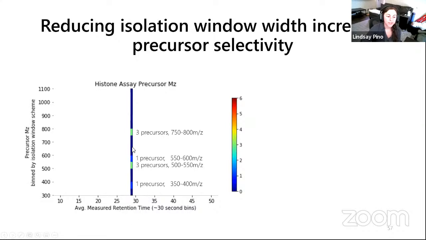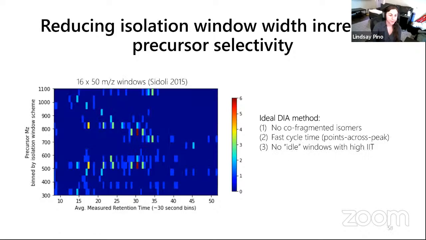As we look at this one slice of retention time, some of these windows have 0 precursors. The next window up, 350 to 400 MZ, has 1 precursor in it. If we move farther up, some of these windows have 3 precursors in them. These are 3 peptides, 3 precursor ions being co-fragmented in the window. If we expand that out, this is what that whole data set looks like using a 2015 method published from the lab. So this is maybe not an ideal DIA method, using some of the things that we've mentioned along the way so far today.